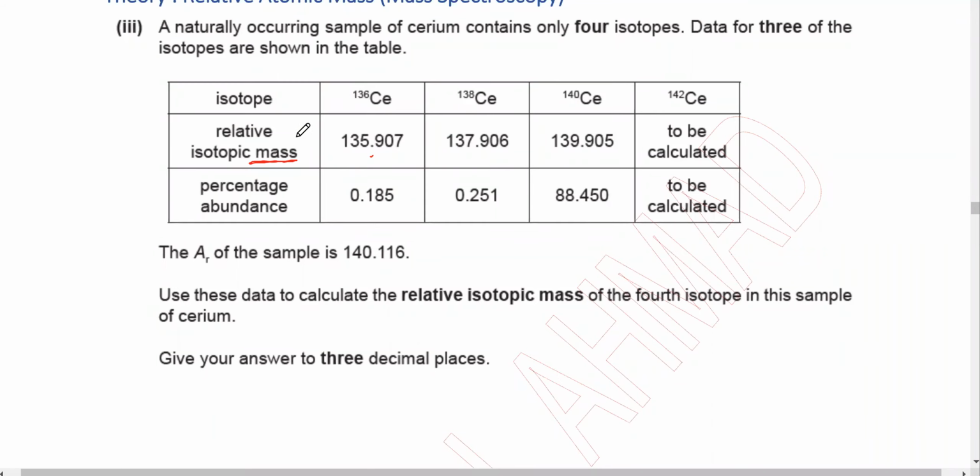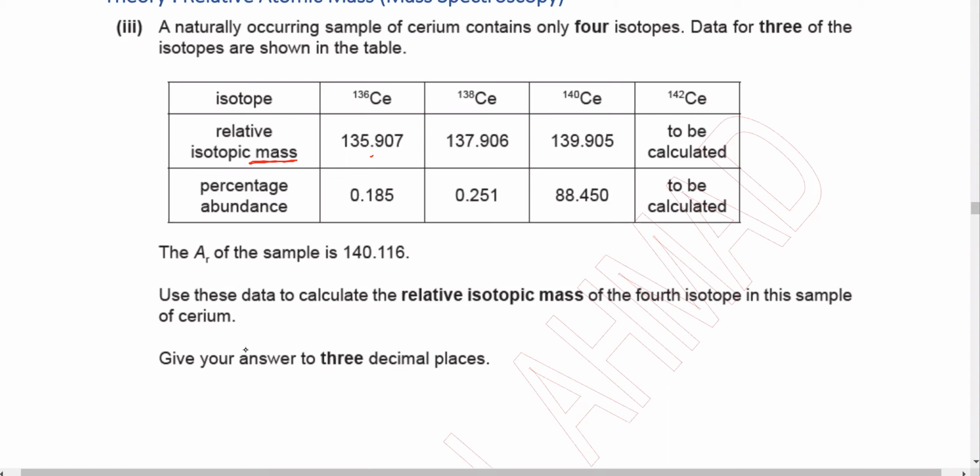Whenever you talk about mass, whenever we say a proton has a relative mass of one, it isn't actually one. It's close to one, but it's not exactly one. So whenever you have these masses, it's always going to be in decimals. Anyways, the question over here.